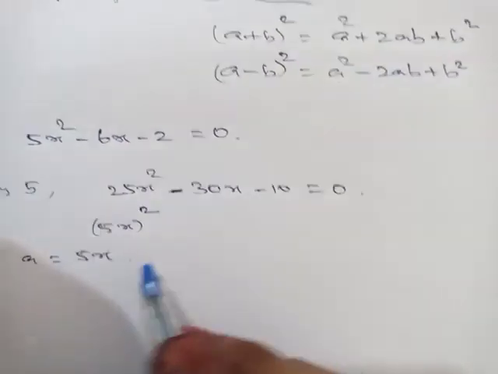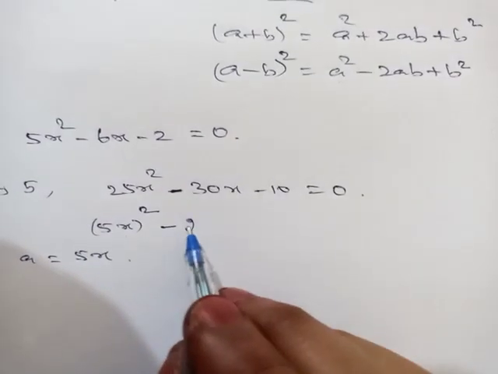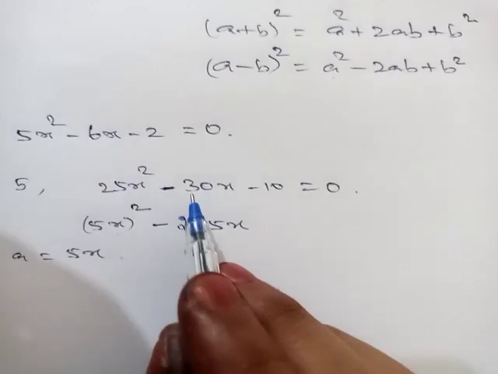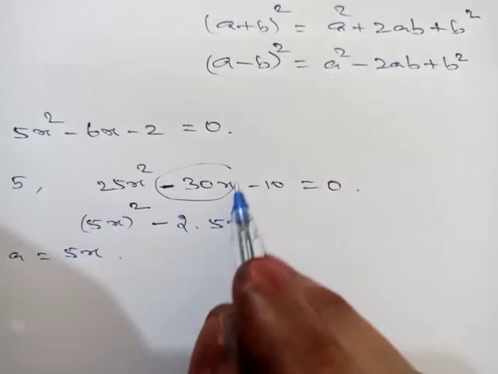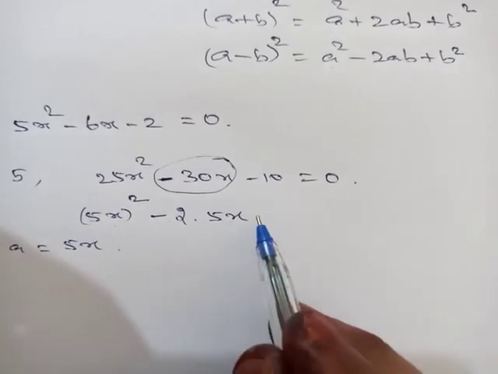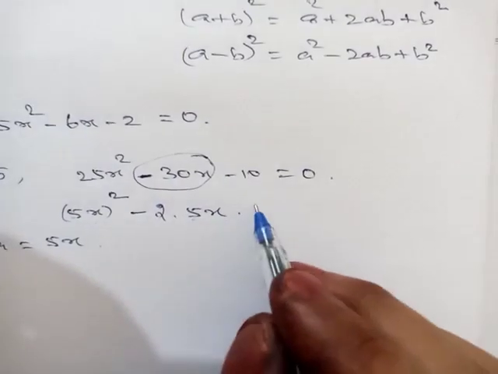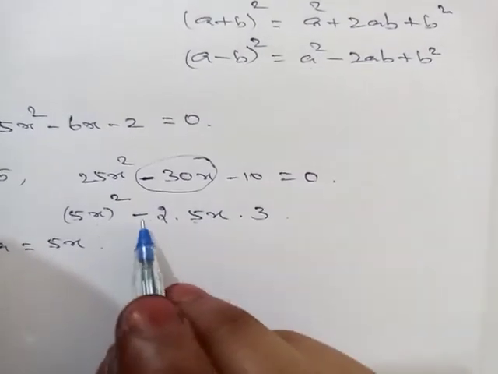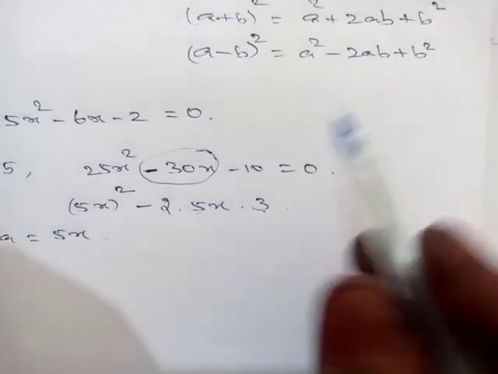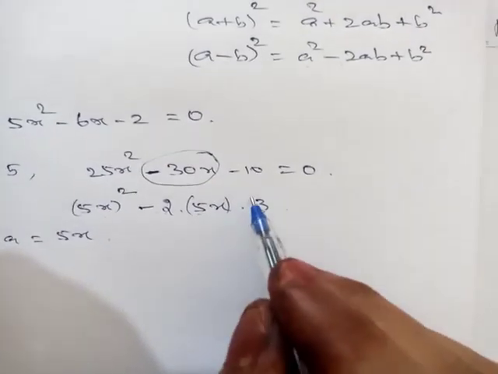Next minus is there, so here minus. Next 2 is there, so 2. Next a means 5x. This 30x I am writing like this: minus 2 into 5x into, what can we write, 2 fives are 10, one more thing is 3. So this is in the form of minus 2ab, right? This 30x I am splitting like this, minus 2ab. So minus 2, this is a and this is b.